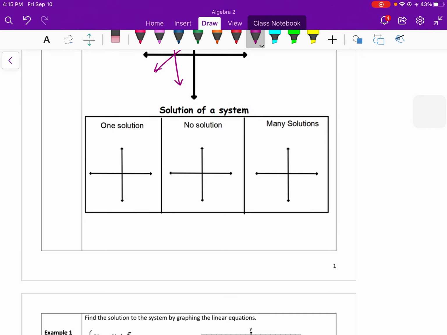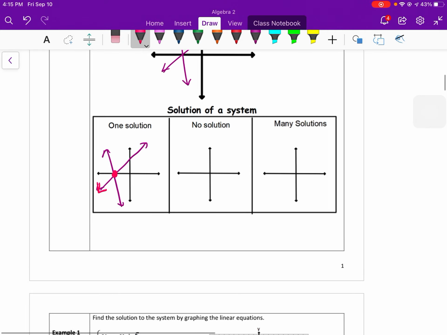You have one solution if the lines intersect in one spot. That's one solution. And that solution is a point, an xy value where the lines intersect. You have no solutions. That would be where the lines are parallel, so they never intersect. And then many solutions is the system is the same line, so they intersect at every point.